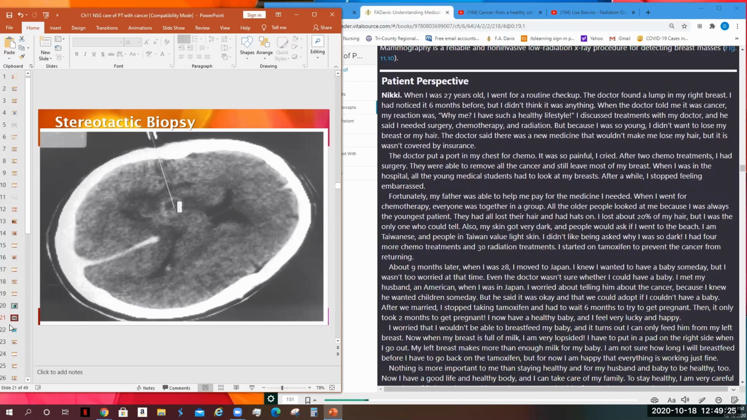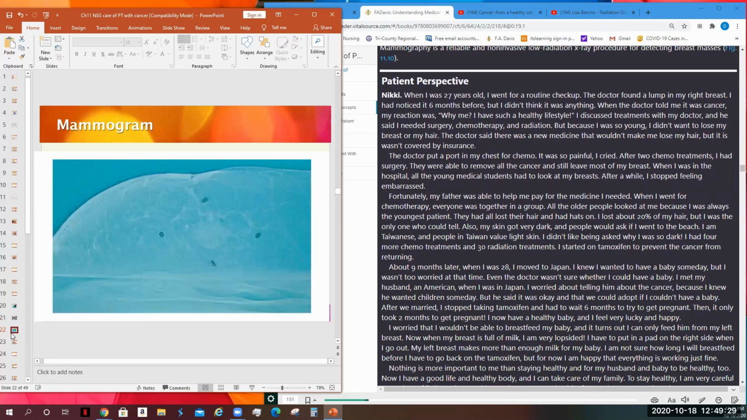Patient perspective. Nikki: When I was 27 years old, I went for a routine checkup. The doctor found a lump in my right breast. I had noticed it 6 months before, but I didn't think it was anything. When the doctor told me it was cancer, my reaction was, why me? I have such a healthy lifestyle.